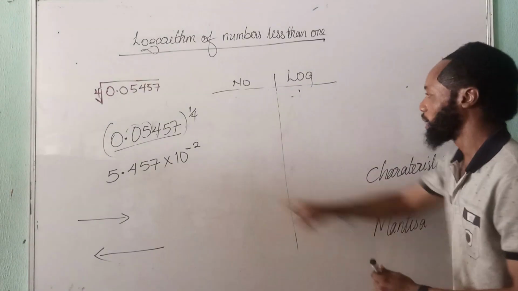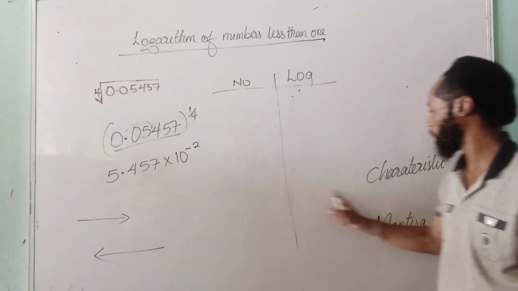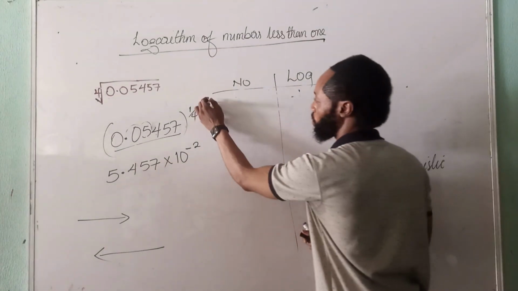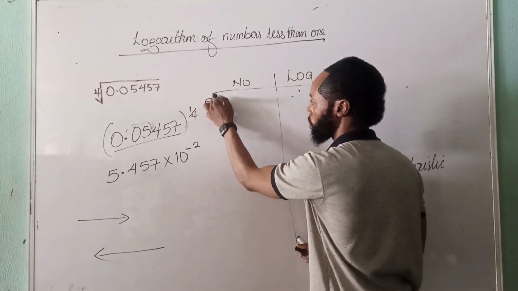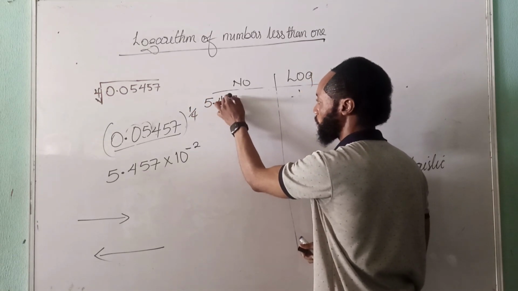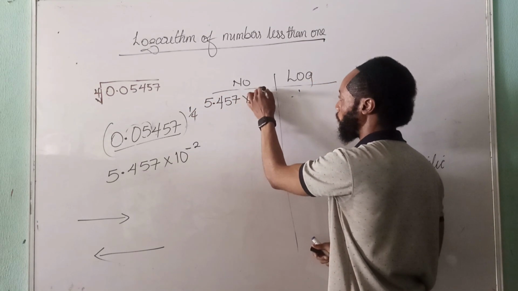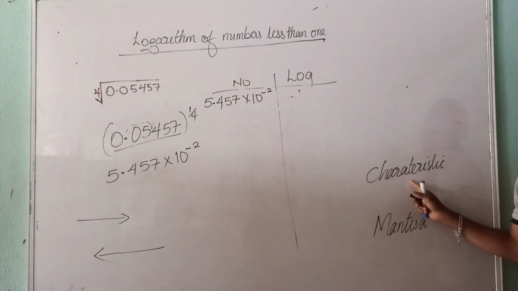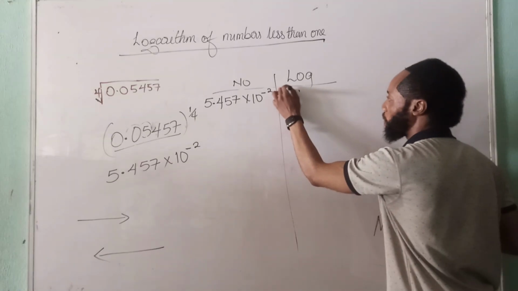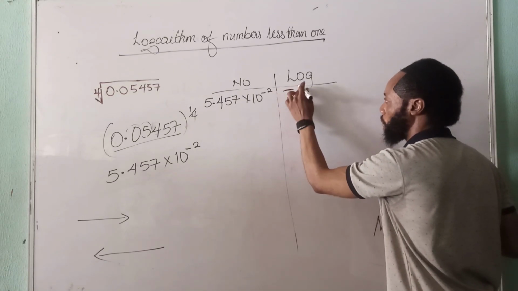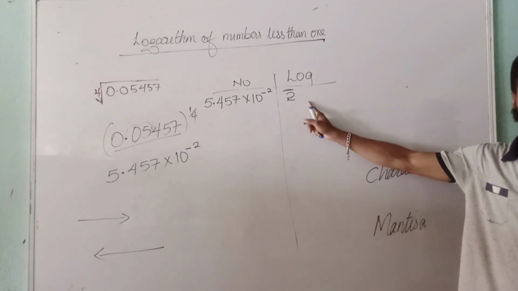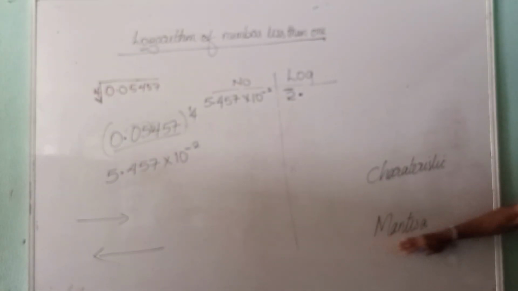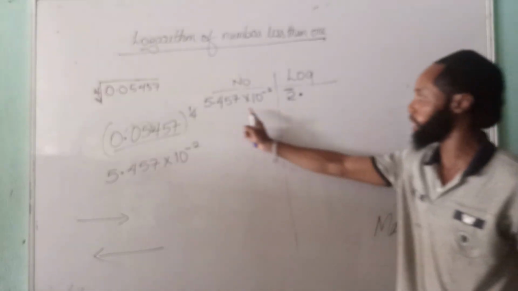Now, let me explain. This entry here is going to be your characteristics under the log. So let's write it: 5.457 times 10, all raised to the power minus 2. So our characteristics will be bar 2. Then you put your point. Then we'll come to our mantissa. Our mantissa will be this entry.